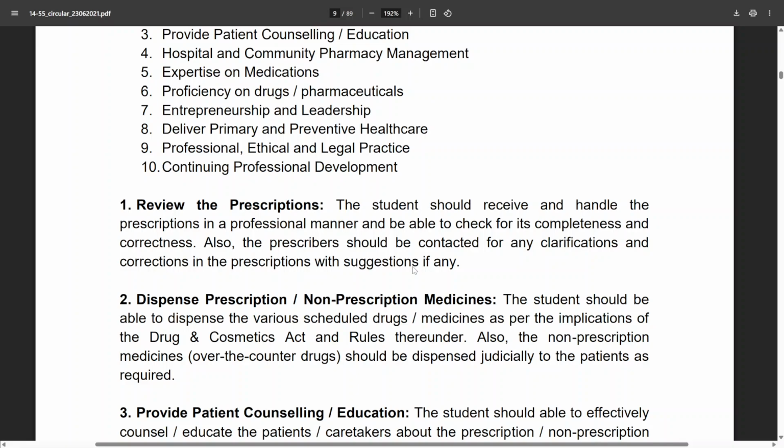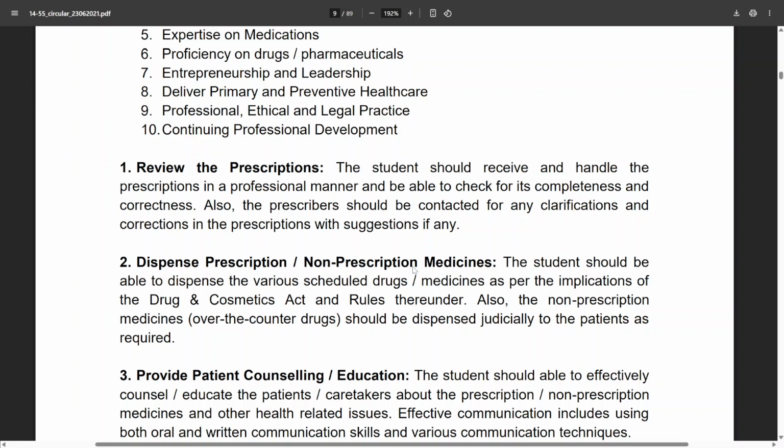Review the prescription. The student should receive and handle the prescription in a professional manner and be able to check for its completeness and correctness. Also, the prescriber should be contacted for any clarification and corrections in the prescriptions with suggestions if any. So if you find any error in the prescription, or you are unable to understand the prescription due to non-legible writing or any other issues, you can contact the prescriber.